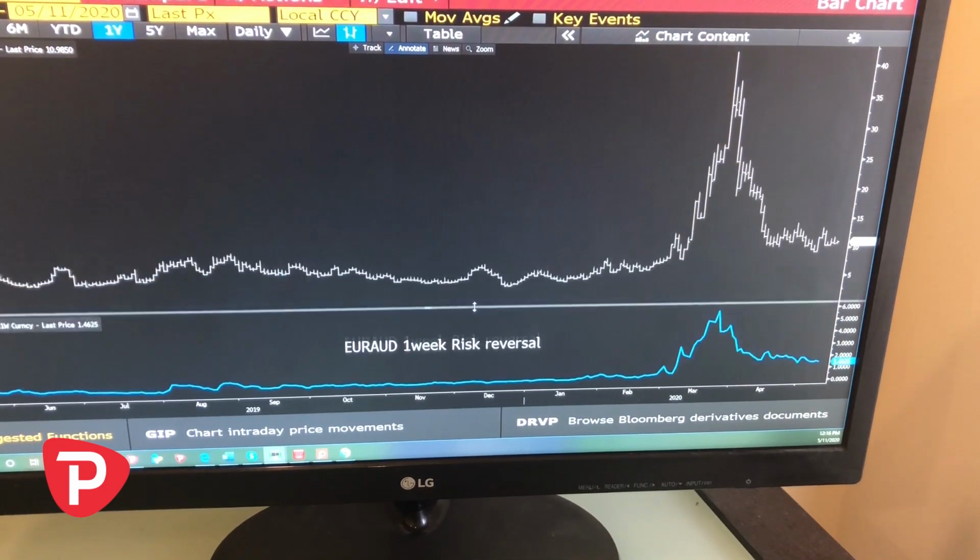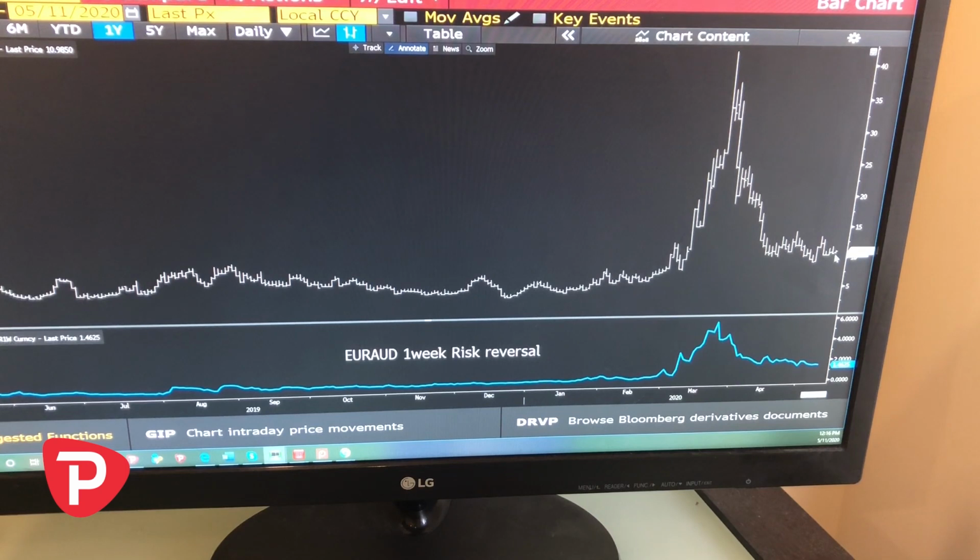If we have a look at implied volatility in Euro Aussie, you can see that's come back down to about 11%. That was at one stage 42%. So the moves up and down over the week are around about 230 points if we put that into the Black-Scholes model. And again, we adapt that into our risk formula and our position sizing accordingly.